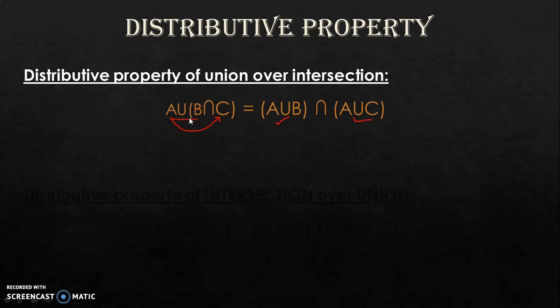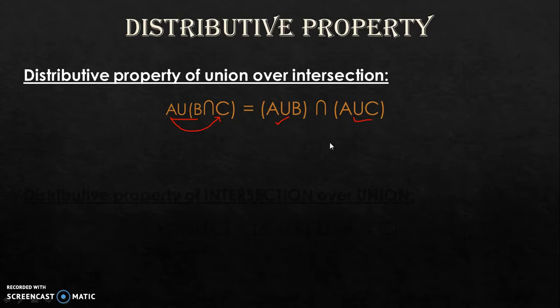Or what we can do, we can open this bracket and we can find the union of A and B first, and then find the union of A and C, and finally find the intersection between these two sets. This will give us the same answer. So what we are doing over here, we are finding union over intersection of two sets. So either we can find the intersection of two sets first and then find its union with the third set, or we can find the union of A and B first, second find the union of A and C and then find their intersection. We will get the same answer.